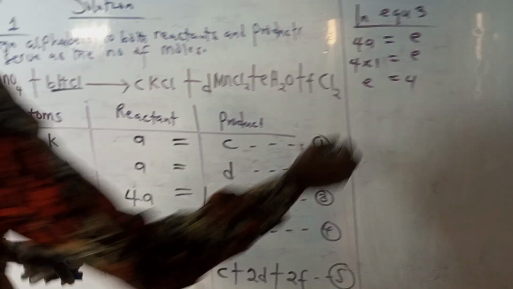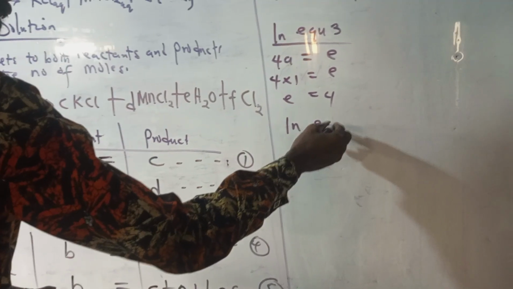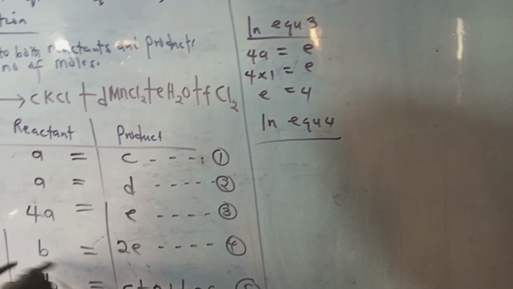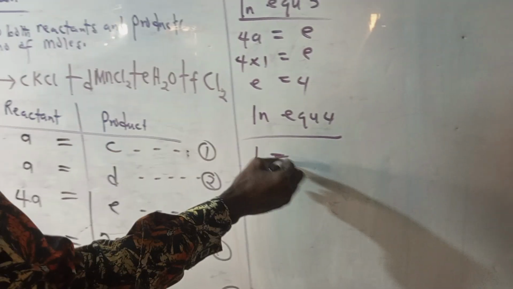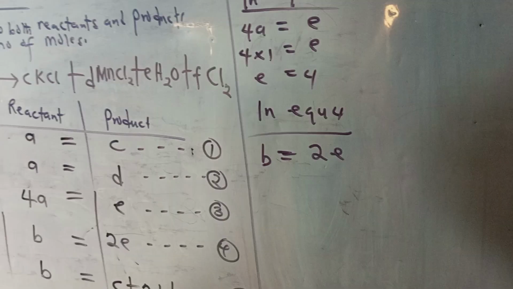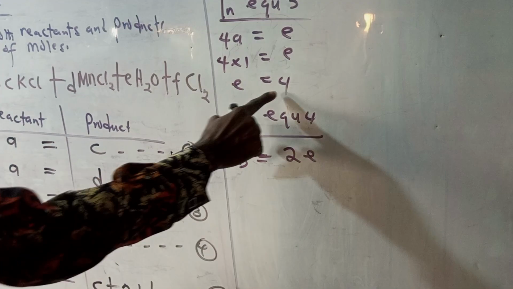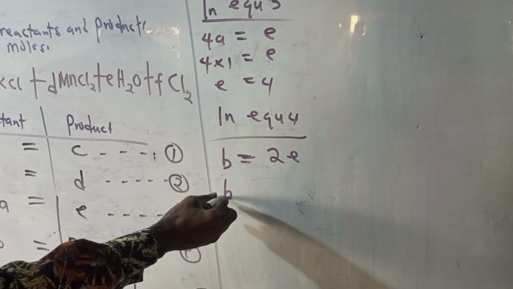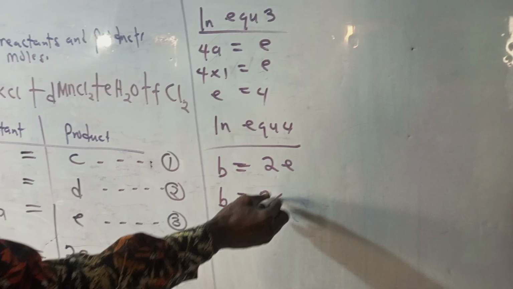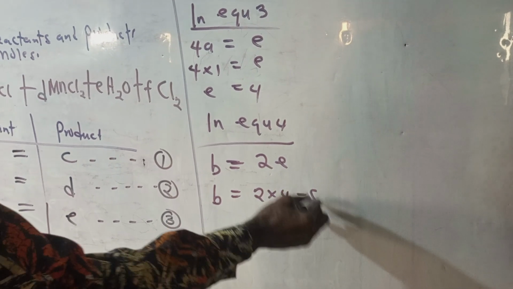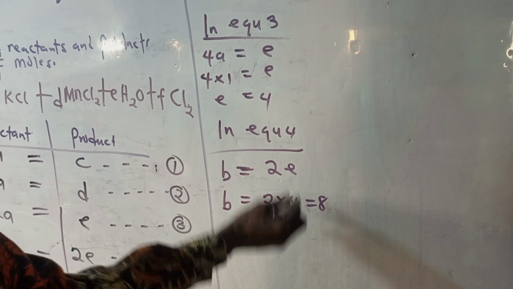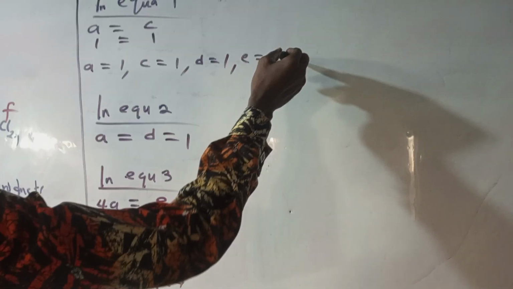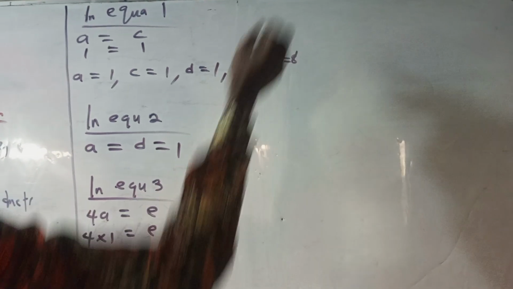And we go to equation number 4. In equation 4, we have that B is equal to 2E. And we already have the value of E as 4. So my B now will be equal to 2 times 4, and that is equal to 8. Therefore, B is equal to 8.